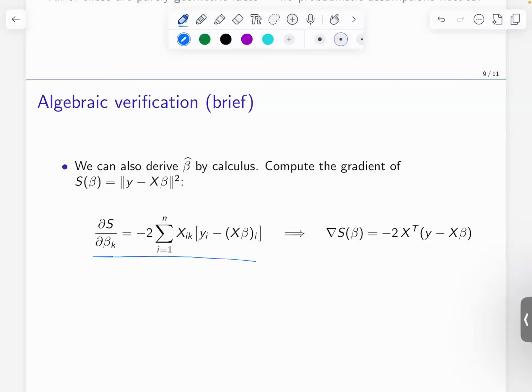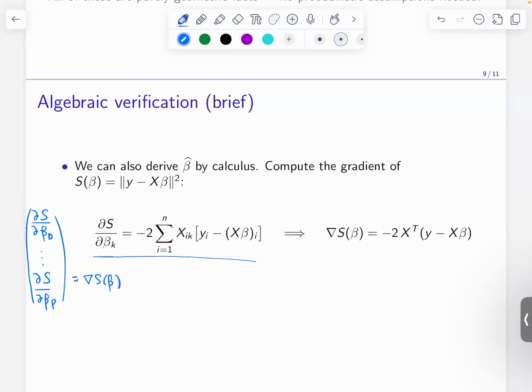And if I collect these derivatives, the partial of S with respect to beta 1, it's a multivariate function, so we have to take the partial derivative with respect to all the coordinates, from beta 0 all the way to beta p. I put them in a vector, and this would be a gradient.